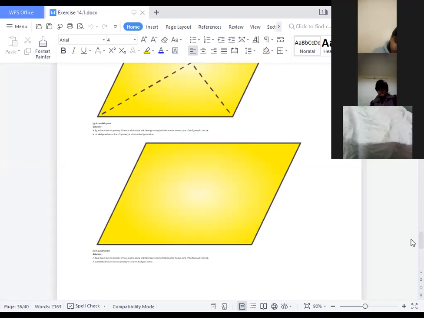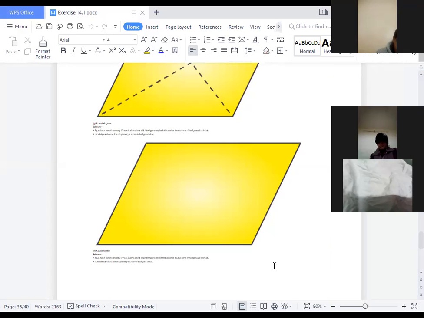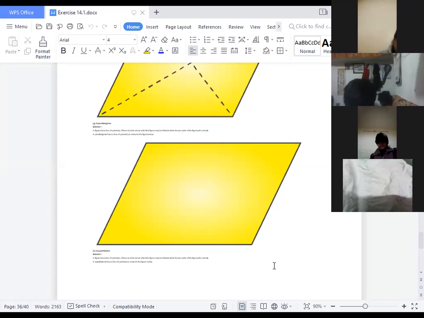Gaurav, Ayana, Lakshay, Haryanshi, Naitik, cameras are still off. Janmejay, have you drawn the figures? Show me. Show me a notebook.